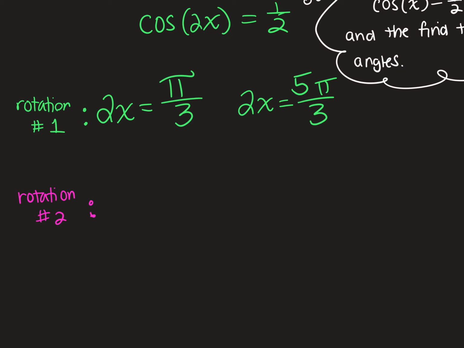So I'm going to take pi over 3. This is from rotation 1. And I'm going to add 2 pi. I'm going to take 5 pi over 3, and I'm going to add 2 pi. So I'm taking those angles from the first rotation, and I'm adding 2 pi.